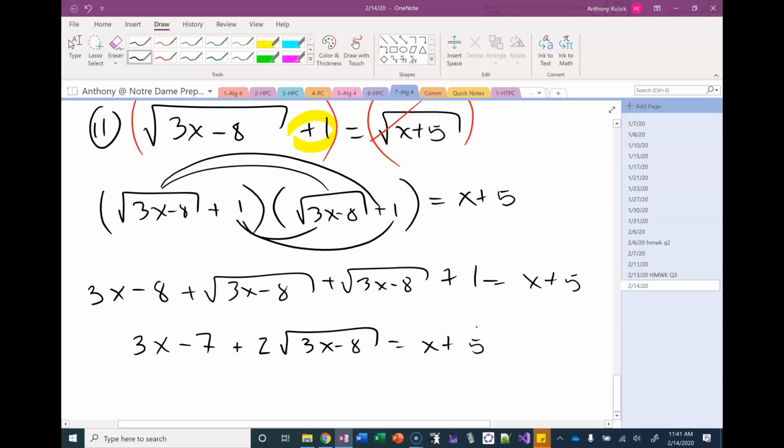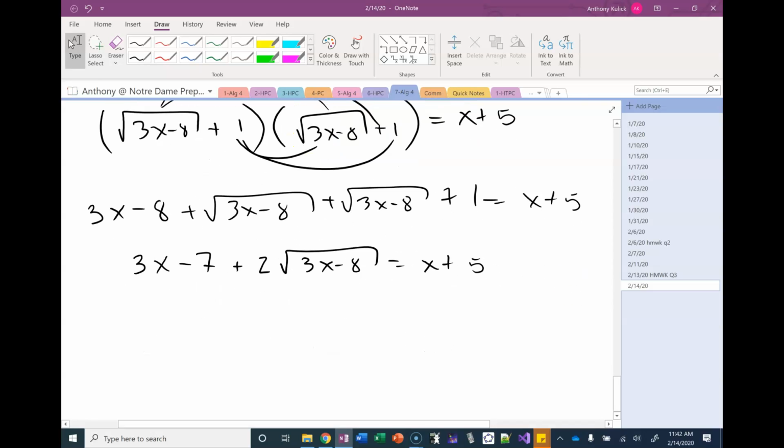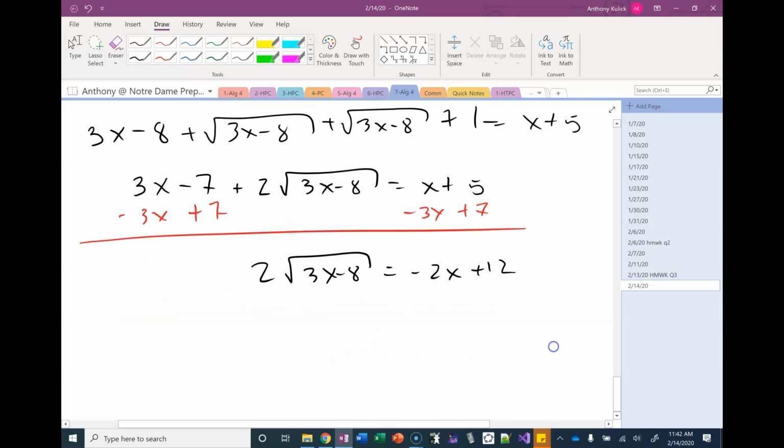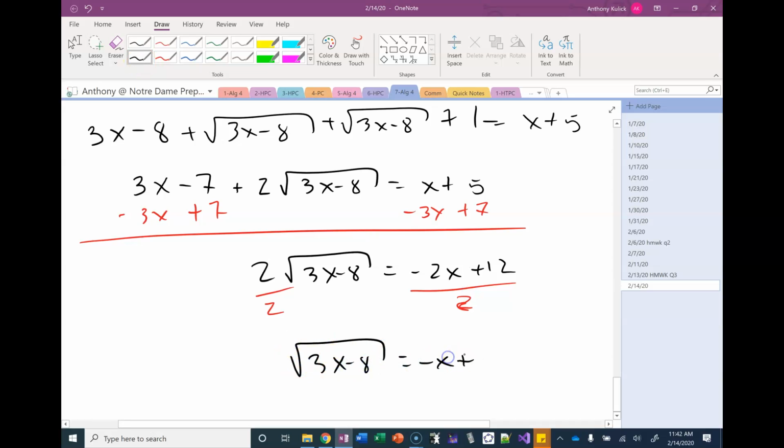And what I'm going to do now is isolate the second radical. So I'm going to move everything onto the other side. So I'll subtract the 3x and then add the 7. And then we'll divide by 2. And now I'll square both sides again.